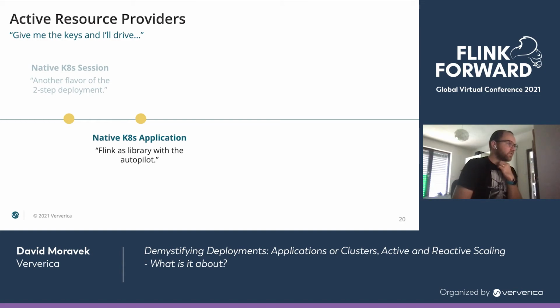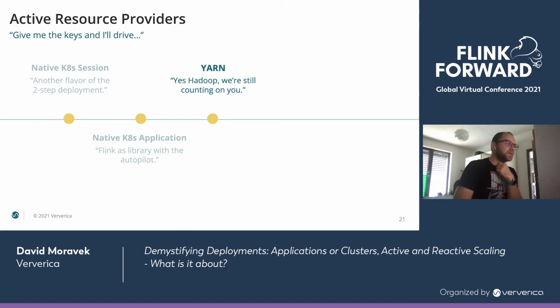Then we have a native Kubernetes application mode. It's basically the same thing that we have shown with the standalone mode, but combined with the Kubernetes native integration. So you will just tell Kubernetes, I want to run this Flink application, and it will automatically spawn a cluster, submit a job into it, and allocate the appropriate number of task managers.